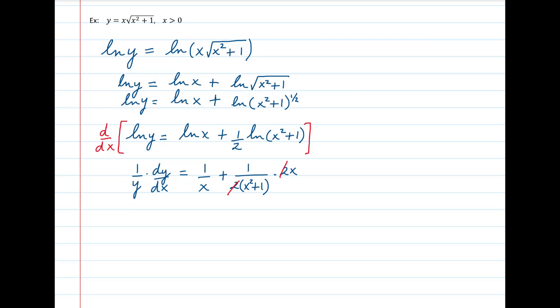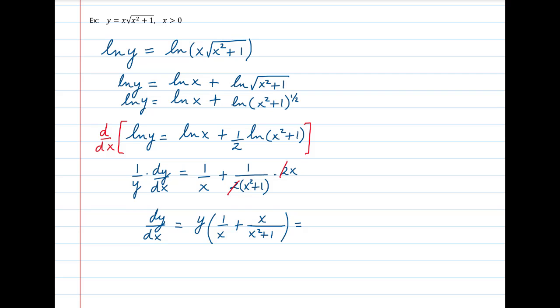The 2's cancel out, and we're going to go ahead and solve for dy dx by moving the 1 over y to the other side. So we have dy dx is equal to y times 1 over x plus, or sorry, x divided by x squared plus 1. Don't forget we had an x there.